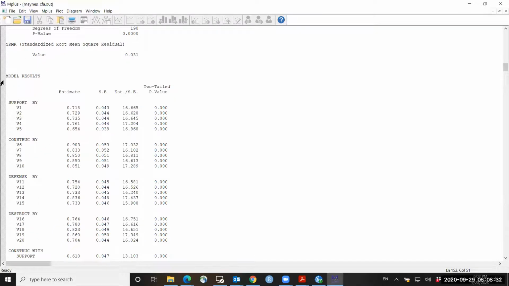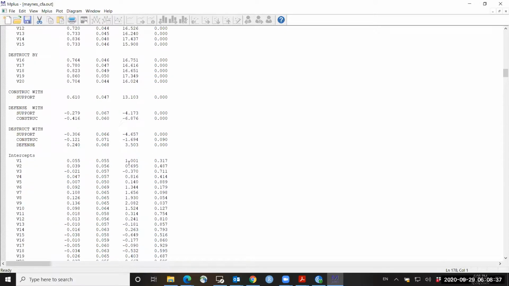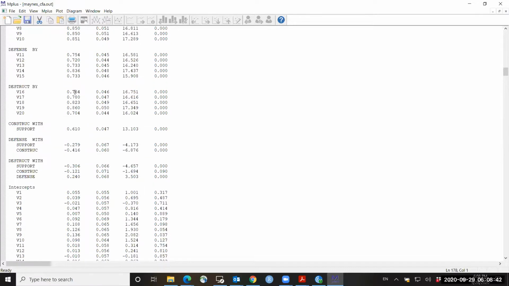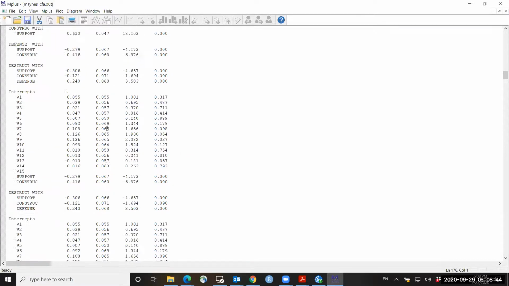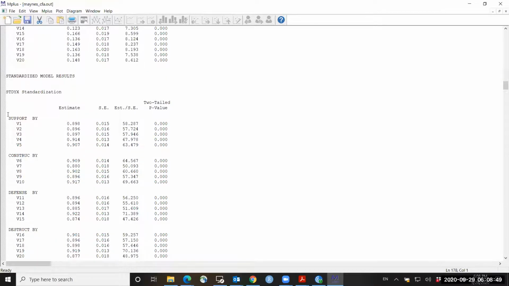Now let's look at the parameter estimates. These are the unstandardized parameter estimates, followed by the standardized parameter estimates. So I will skip to the standardized parameter estimates. For the statement support factor measured by the indicators, the estimates are factor loadings. Note that all of those standardized factor loadings are above 0.7. They're all close to 0.9. Excellent, very strong factor loadings.